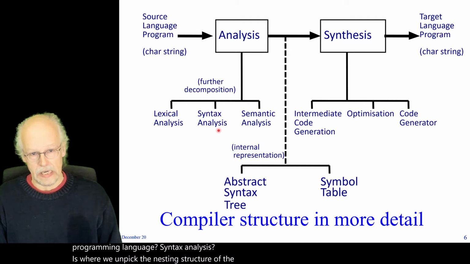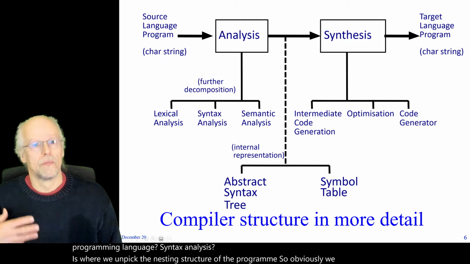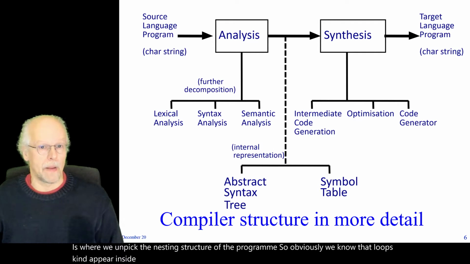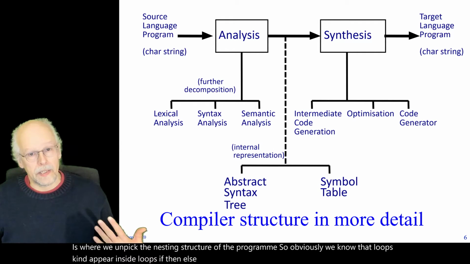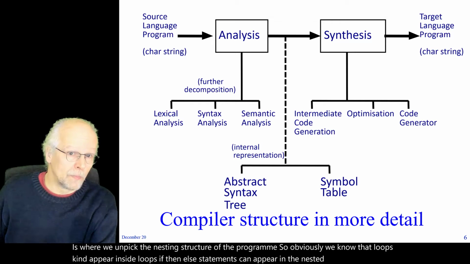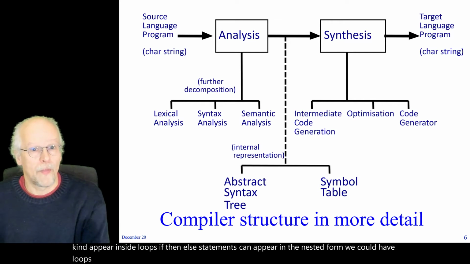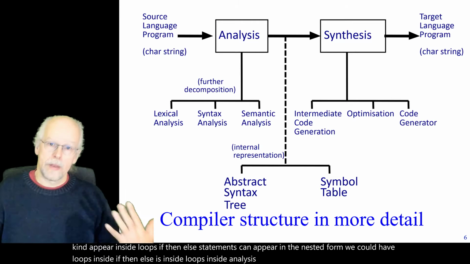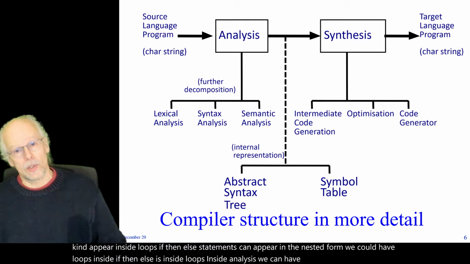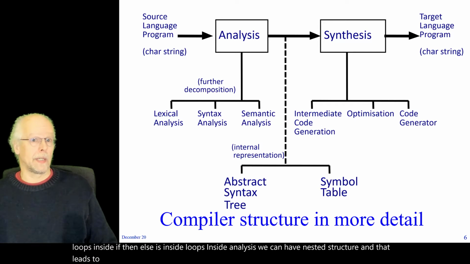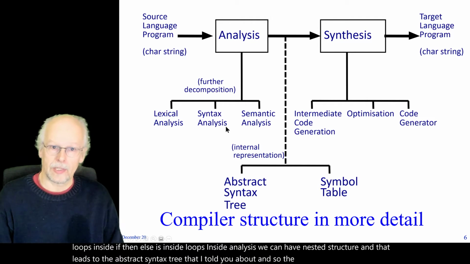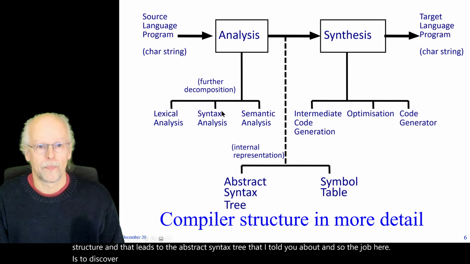So obviously we know that loops can appear inside loops. If-then-else statements can appear in a nested form. We could have loops inside if-then-elses inside loops inside if-then-elses. We can have nested structure, and that leads to the abstract syntax tree that I told you about. And so the job here is to discover that tree structure.